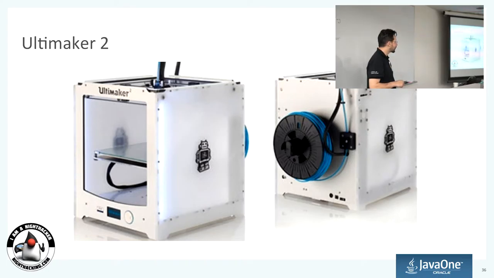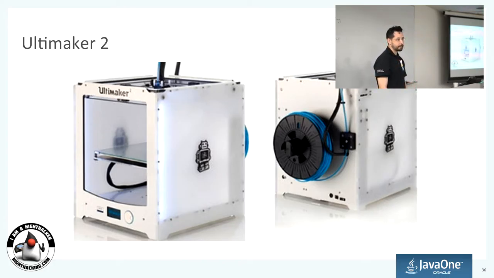The way it works is you have a spool of plastic, and it gets pushed through a tube. And then at this end, there's a hot end which is heated up to 210 degrees that melts the plastic. And then it draws objects one layer at a time and slowly builds up complex 3D geometries.